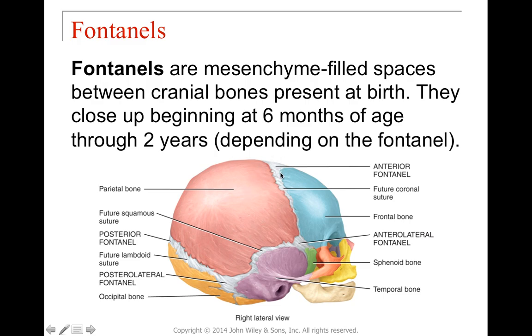So this major soft spot that you think of, that's called the anterior fontanelle, that's found directly on the top of the baby's head. And that's going to be where the coronal suture is still suturing together the frontal bone and the parietal bone. So they're going to end up forming the frontal coronal suture.